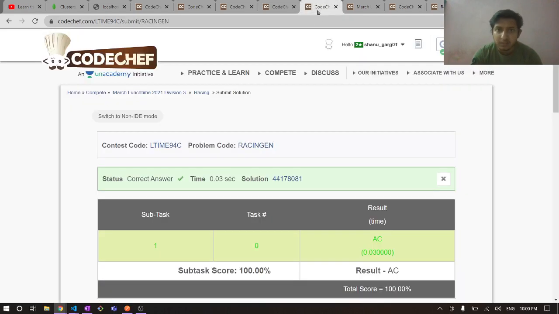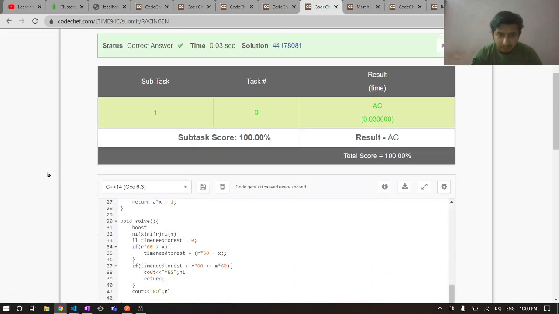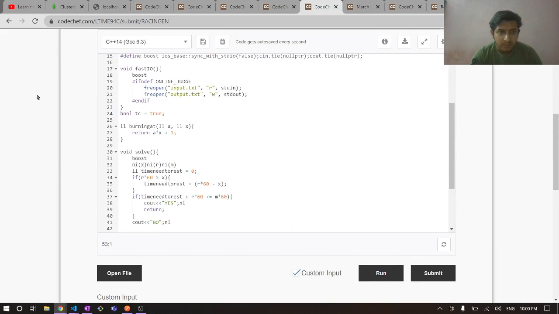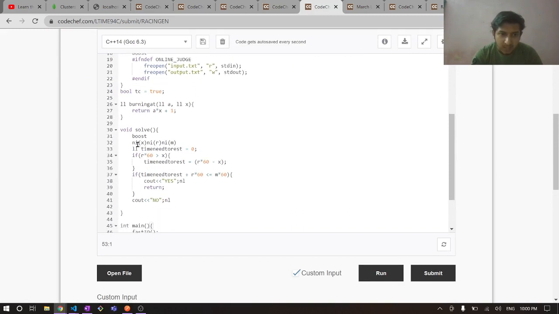This is burning candle, yeah. So here, really simple and easy question. I'll read X, R and M. Now the time needed to rest is taken as 0 initially. Now this is the running time.